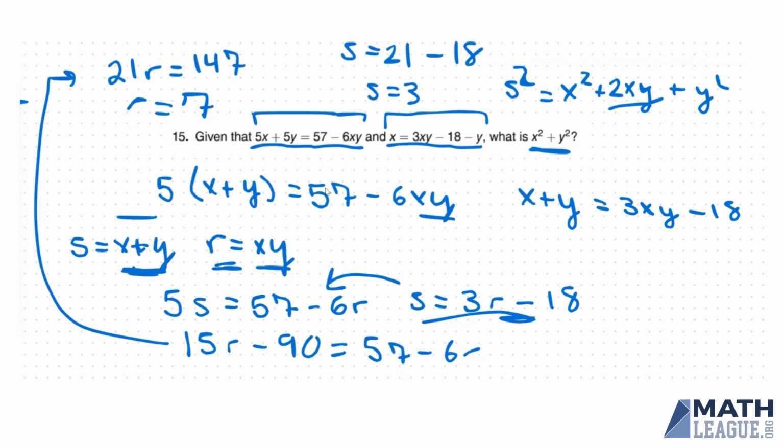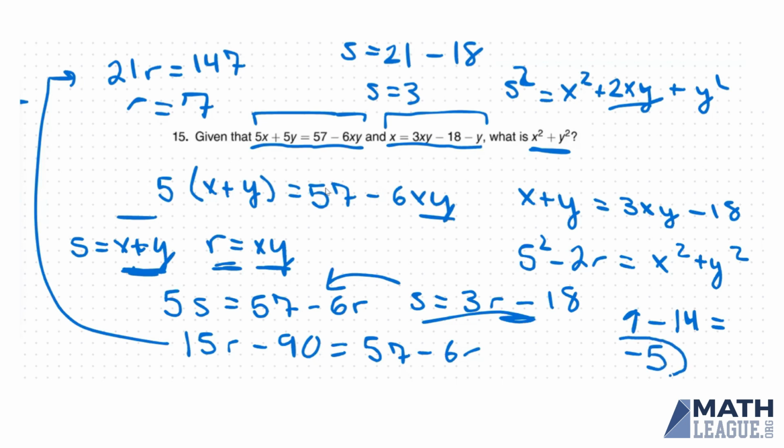So what we want is s squared minus 2r, and that's going to be equal to x squared plus y squared. Plugging in the numbers we found earlier, we get 9 minus 14, or negative 5, is our answer. And this was one of the options. I think it was C, not certain.